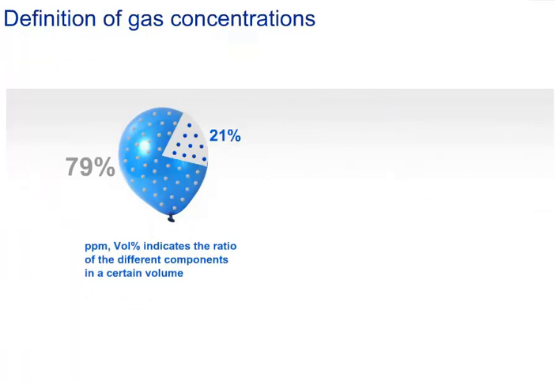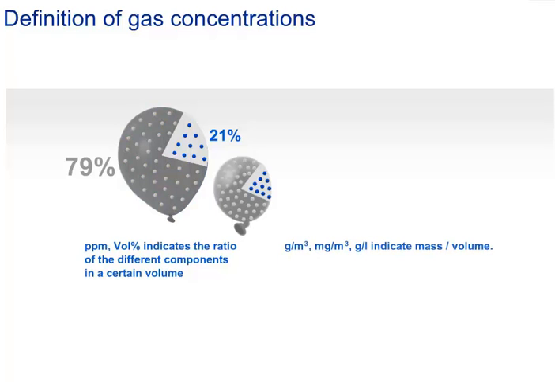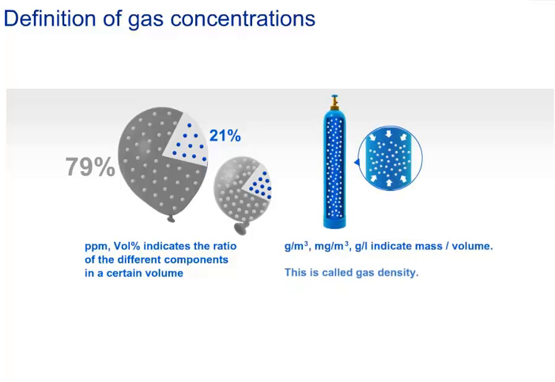ppm and volume percent indicate the ratio or the concentration. When the volume of a gas composition changes, for example because the pressure or temperature differs, the ratio between the parts in the total volume does not change. Grams per cubic meter and milligrams per cubic meter indicate mass divided by volume. This is called gas density. Pressure and temperature differences influence the gas density. In order to be able to compare or to convert between those values, the values for pressure and temperature must be mentioned.